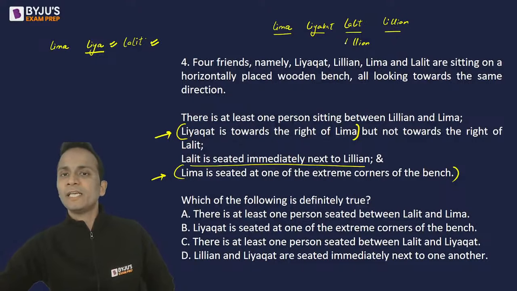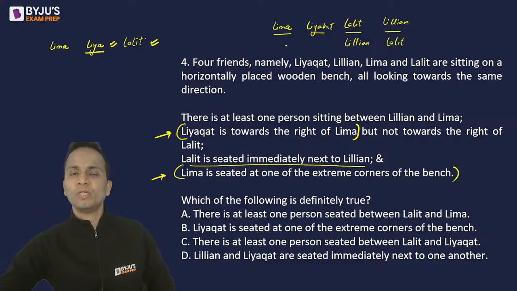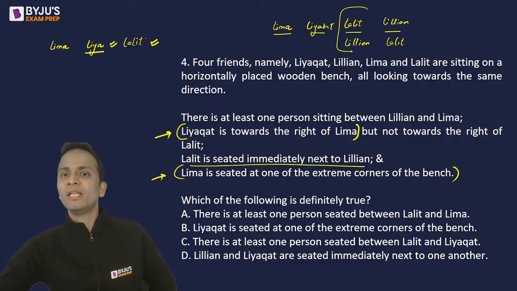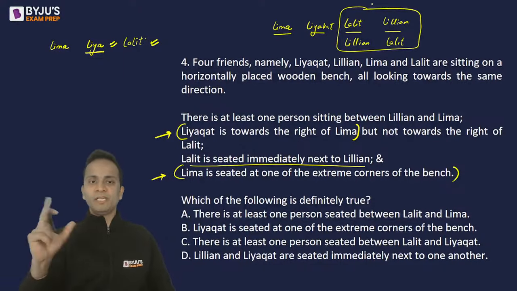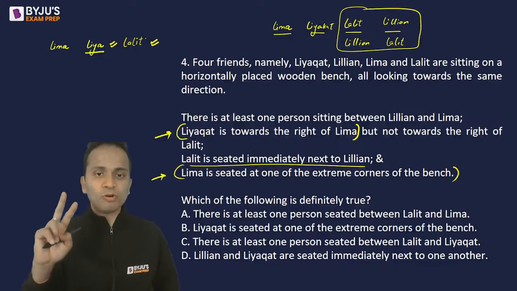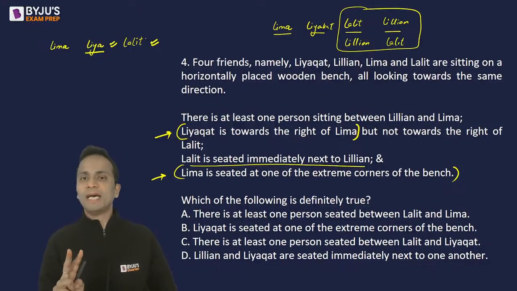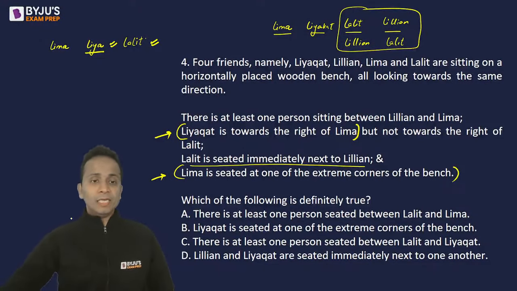And in the second case, it can be Lillian on the third chair and Lalit on the last chair towards the right. Okay. So here Lalit and Lillian can interchange their places. Okay. So there can be two possibilities. There can be two possible diagrams here. Okay. Now look at all the conditions and verify if I've drawn these diagrams correctly.